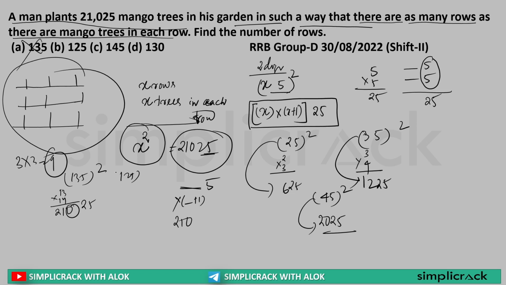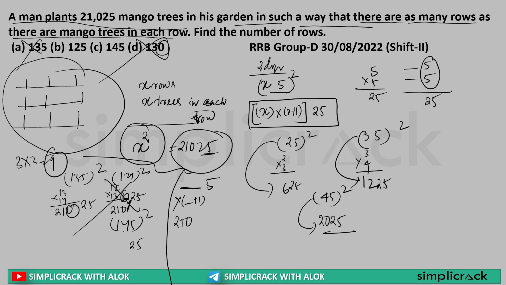Now 125 square: 5 square is 25, and 12 into 13 should be 210, but 2 threes are 6. So the unit digit is not matching. So this won't be the answer. 130 has a 0, so it won't be the answer either. What about 145? 145 square: 5 square is 25, and 14 into 15 should be 210. 14 into 15 is equal to 210. So the answer is option C.